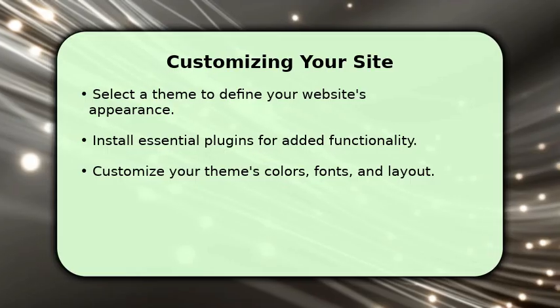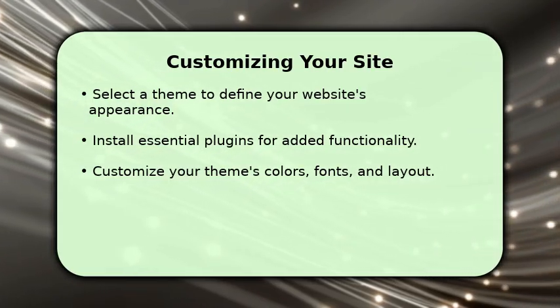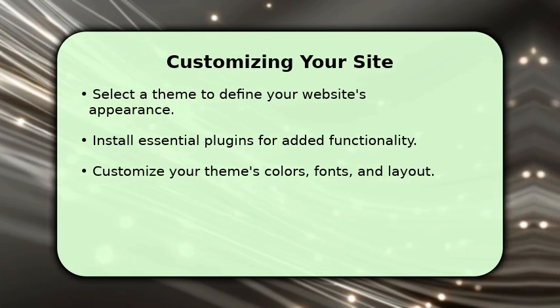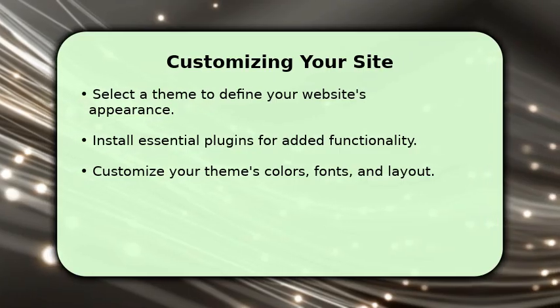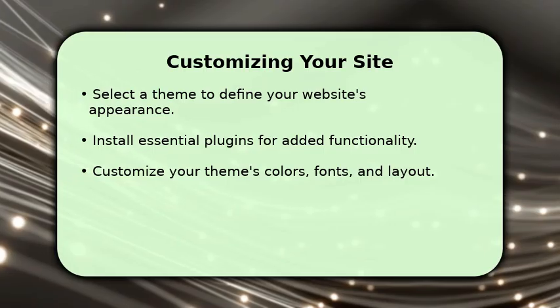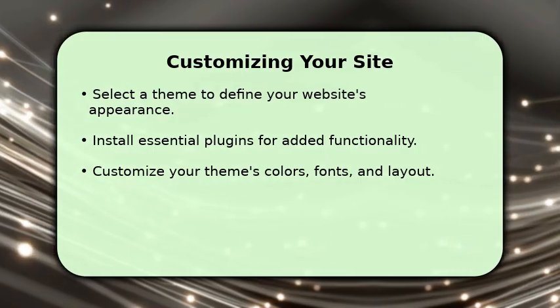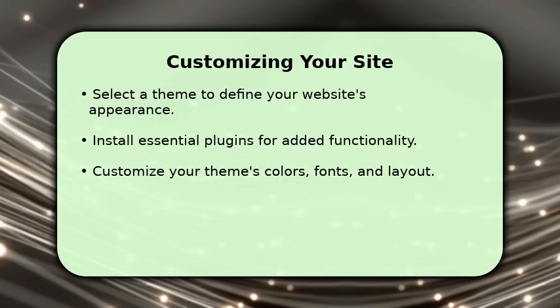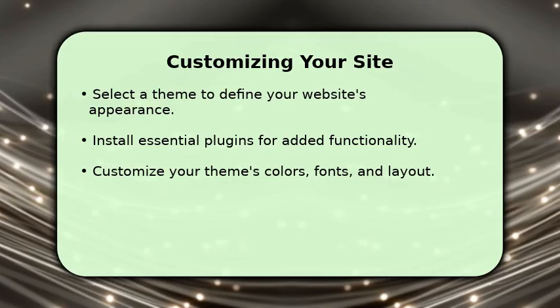With WordPress installed, it's time to make your site look great. Head to your WordPress dashboard, then navigate to Appearance and Themes. You can browse thousands of free and premium themes to find one that fits your vision. After choosing a theme, explore the Plugins section. Plugins add features like contact forms or search engine optimization. Install essential ones, then customize your theme's colors, fonts, and layout to match your brand.